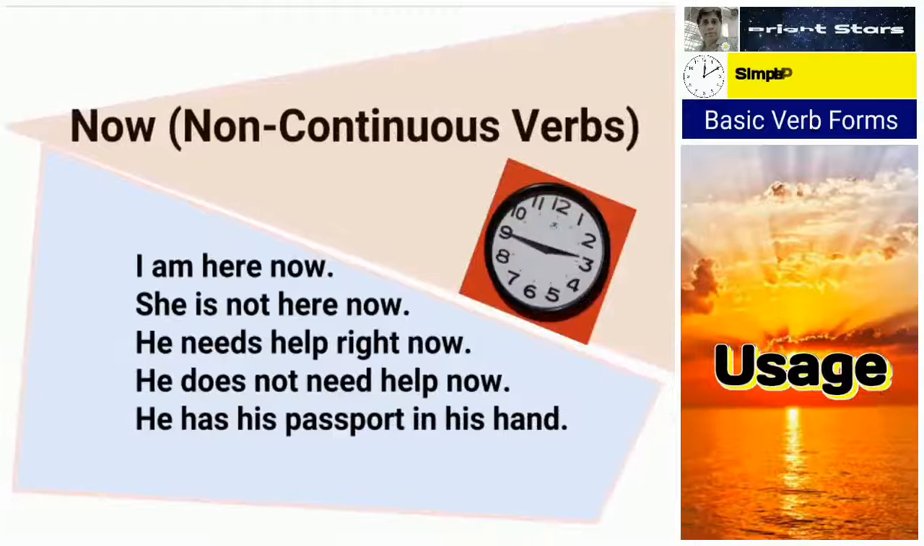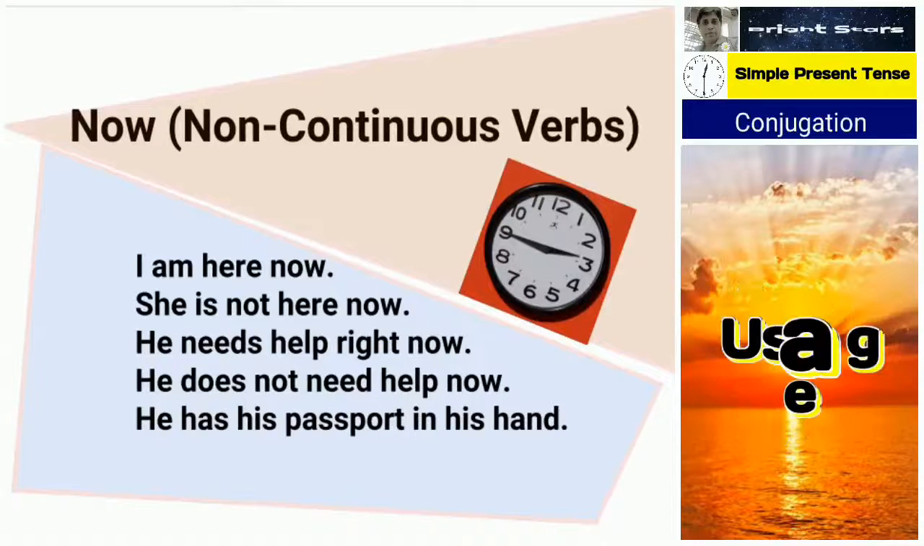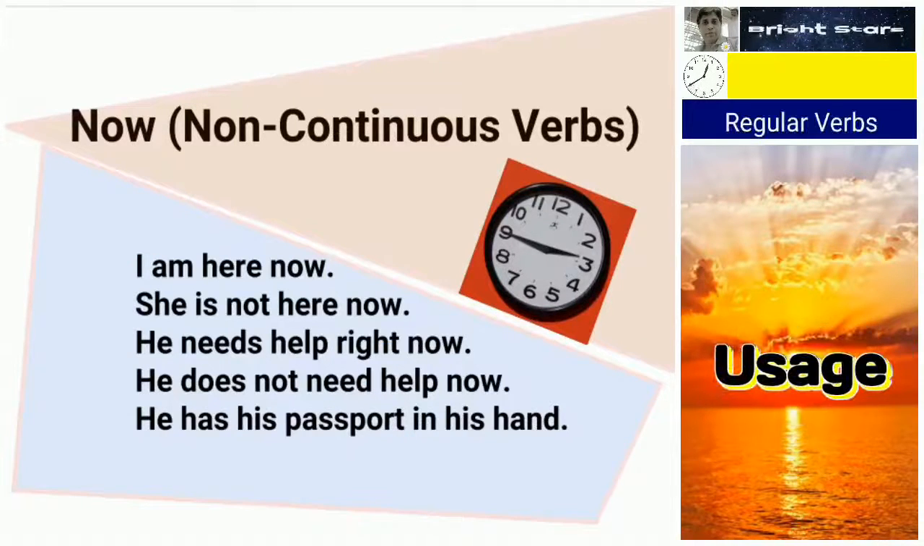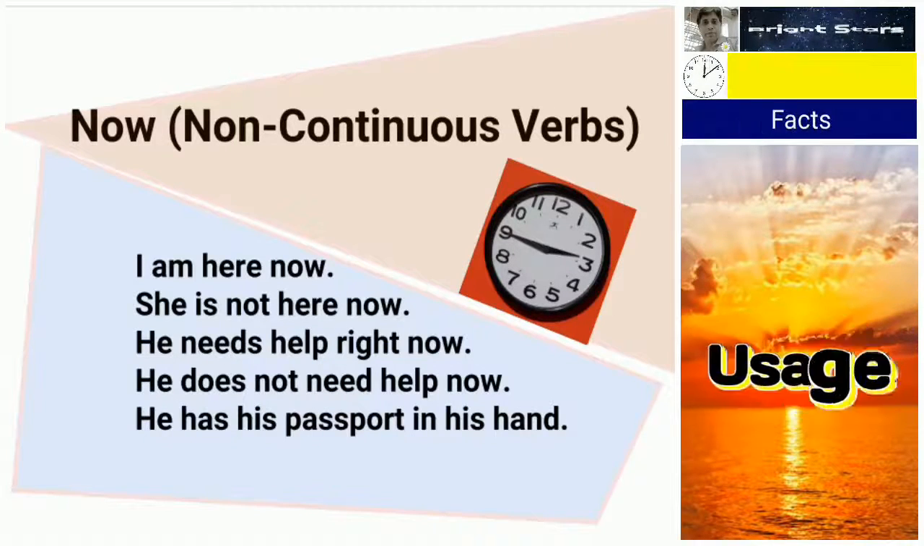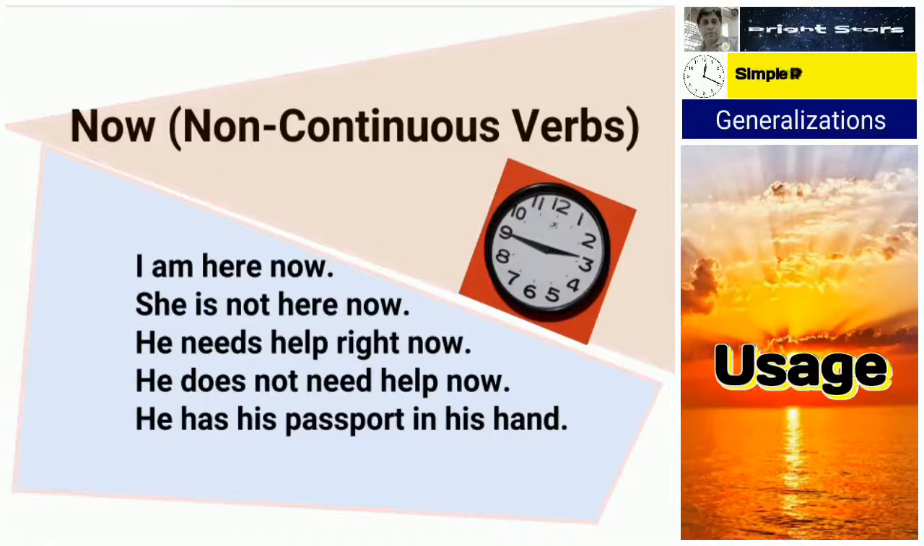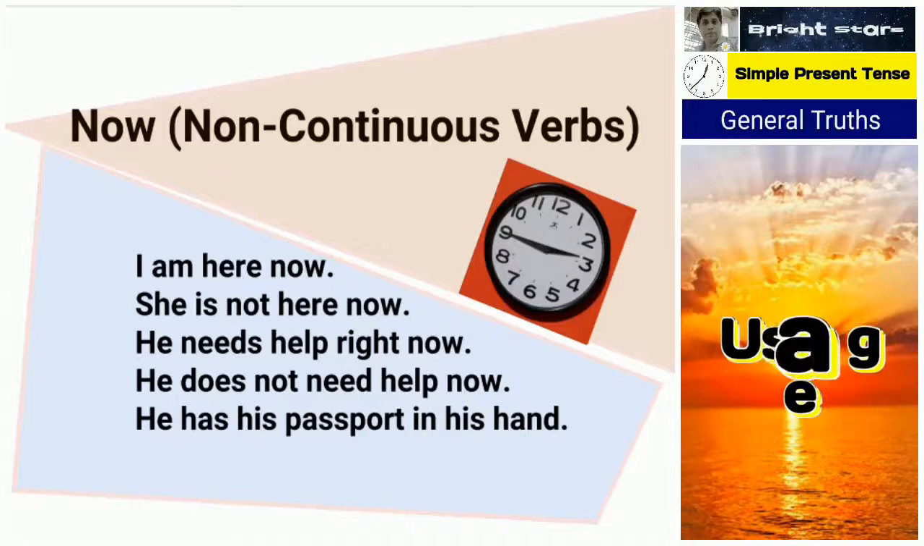So here you can see non-continuous verbs we use. I am here now. She is not here now. He needs help right now. He does not need help now. He has his passport in his hand. For them, we directly use simple present tense.